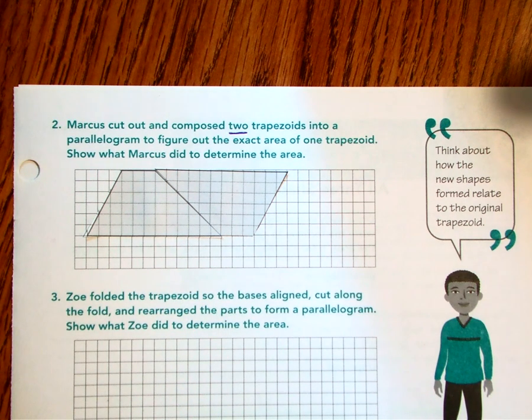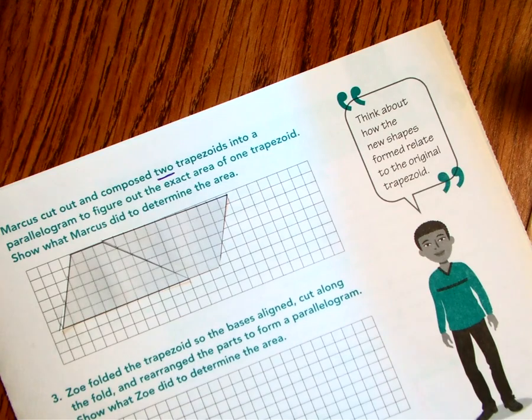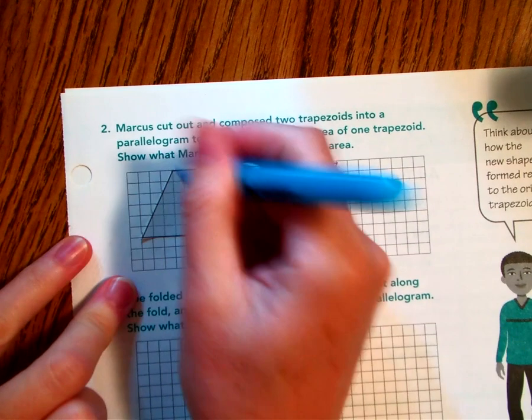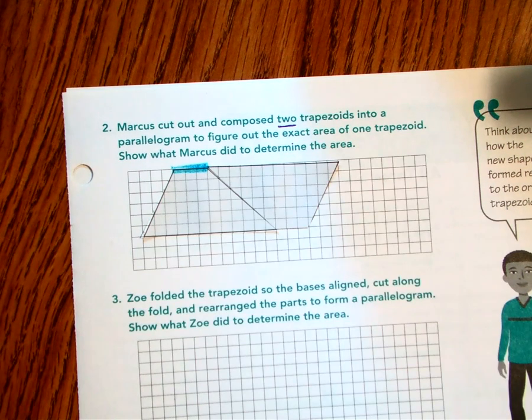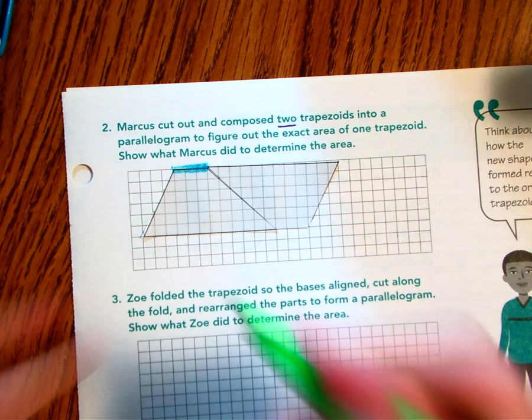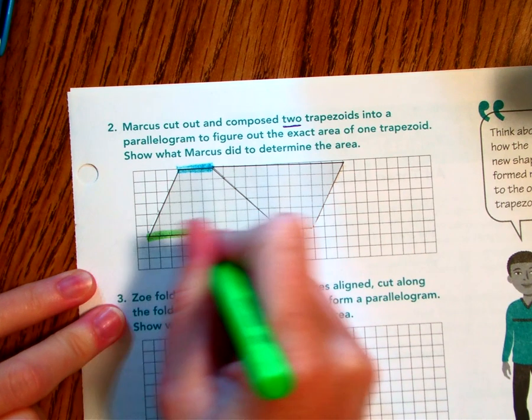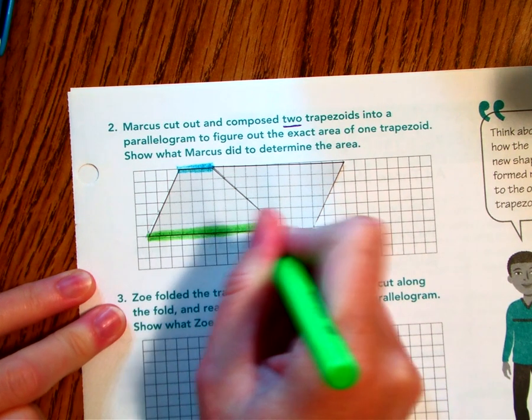How is this useful? Let me see if I can show you in a couple different ways. Let me add a third color in here to prove a point. Let's say I called this top portion base 1, and I called this bottom portion base 2. Okay?